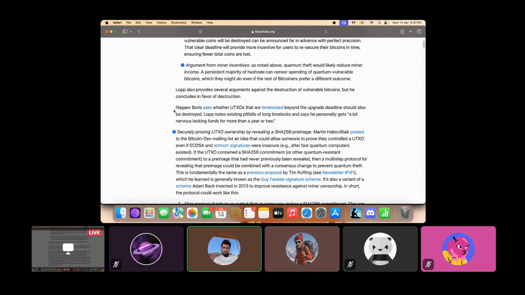Right. So then what's the point of this passage? The question asks whether UTXOs that are time locked beyond the upgrade deadline should also be destroyed. Time lock notes existing pitfalls of long term. Yeah, then it's again the same thing, right? Whether they're time locked or not, it doesn't make any difference, right? Correct.